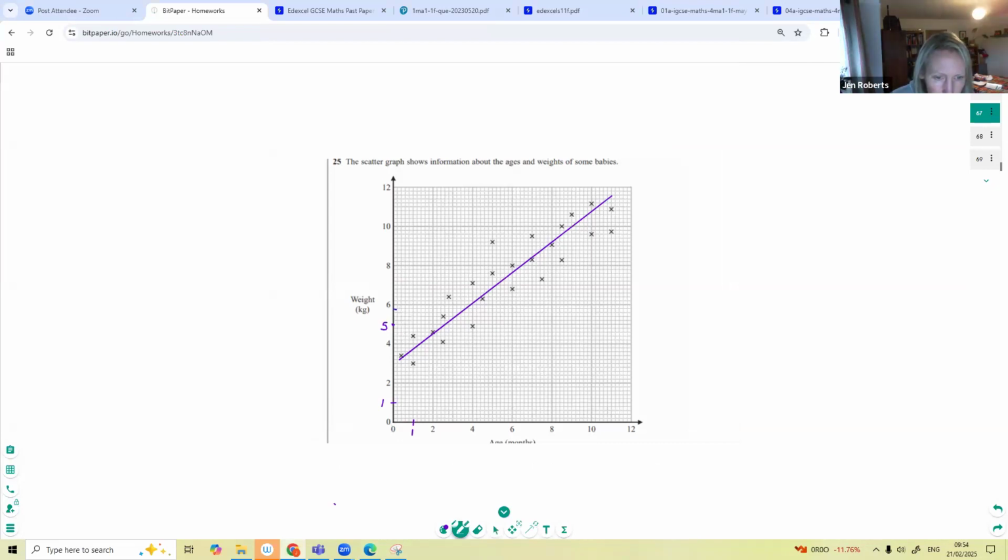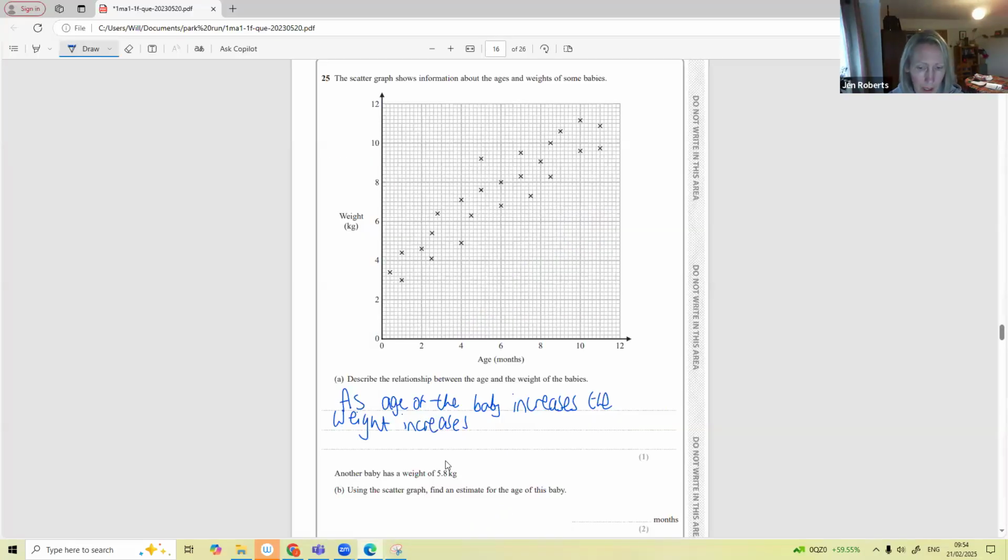5.8 is here. And actually draw these marks across here so the examiner knows how you found your age. So that's 3.2, 3.246. You might have a slightly different answer. Let's just see. The mark scheme was quite generous, anything from 2.5 to 4.5 there.